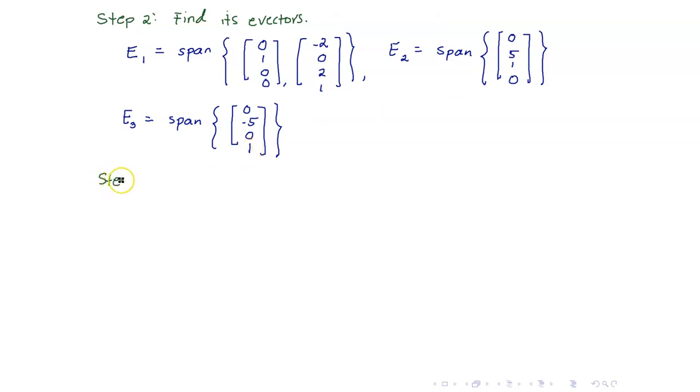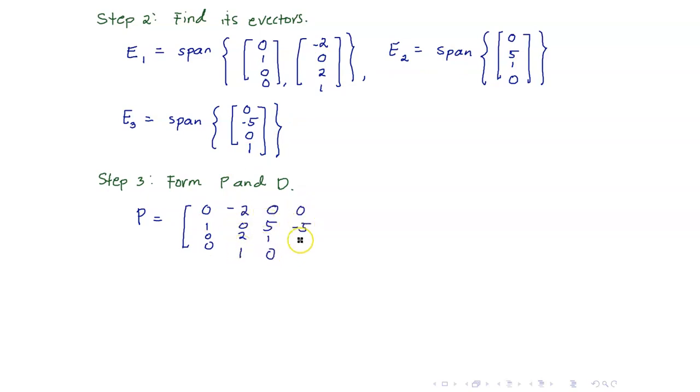We are now ready to form P and D. We will take P here to be the matrix whose columns are just the eigenvectors. And therefore D is the diagonal matrix 1, 1, 2, 3, because these two vectors here correspond to lambda equals 1, and these last two vectors correspond to lambda equals 2 and lambda equals 3 respectively.